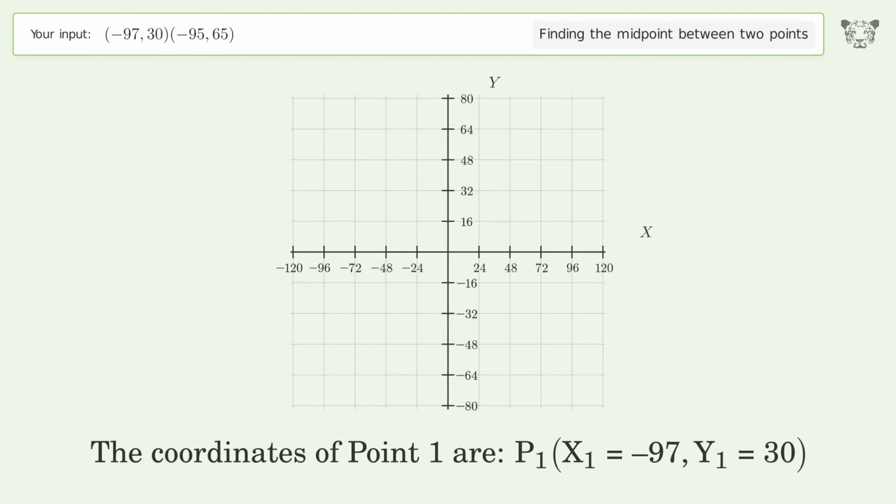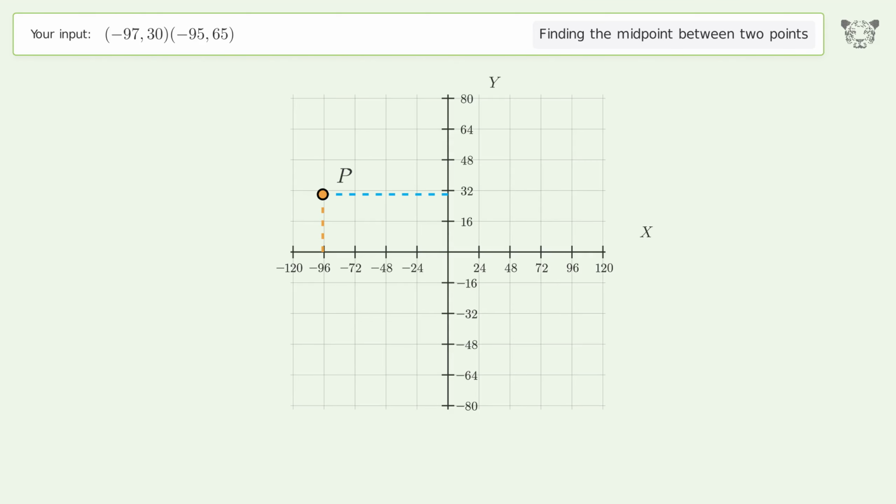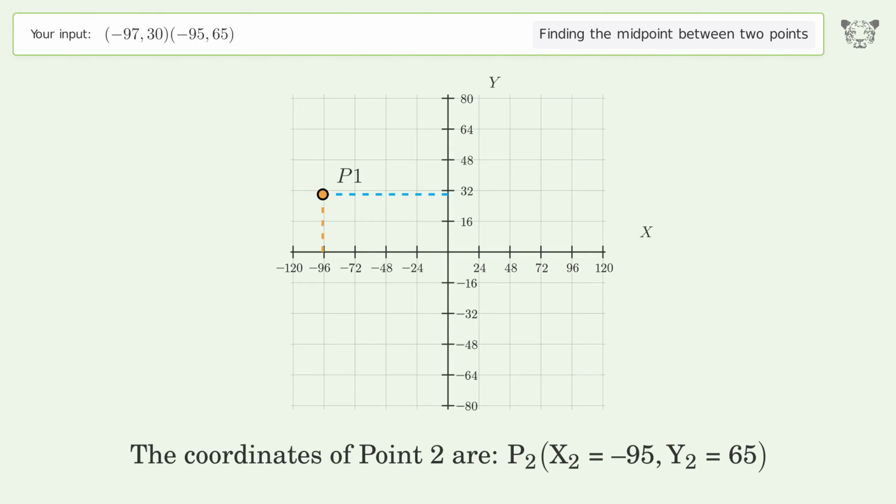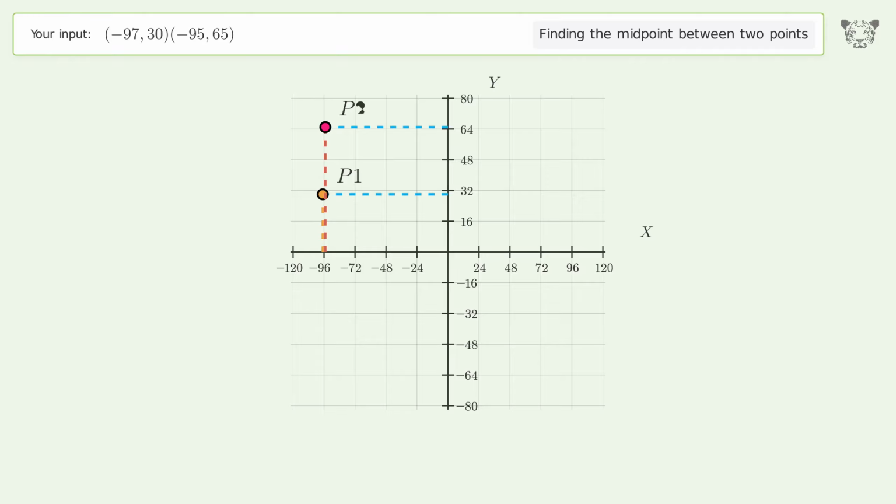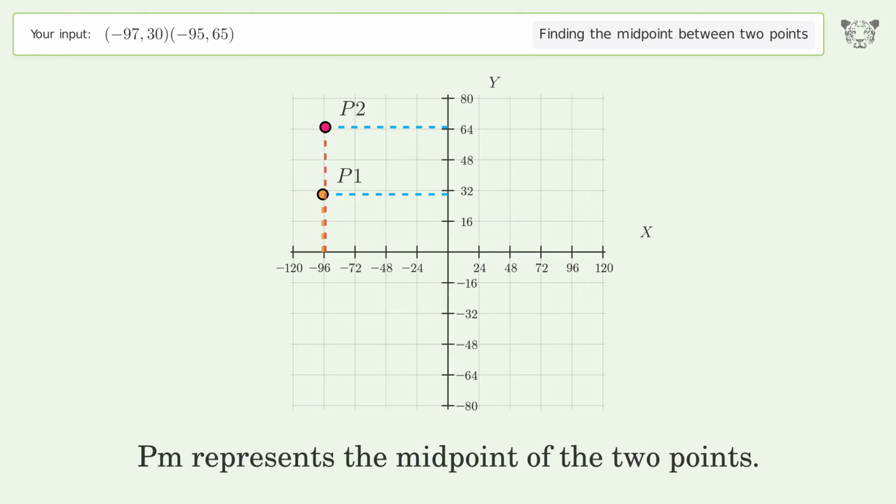The coordinates of point 1 are x1 equals negative 97, y1 equals 30. The coordinates of point 2 are x2 equals negative 95, y2 equals 65. PM represents the midpoint of the 2 points.